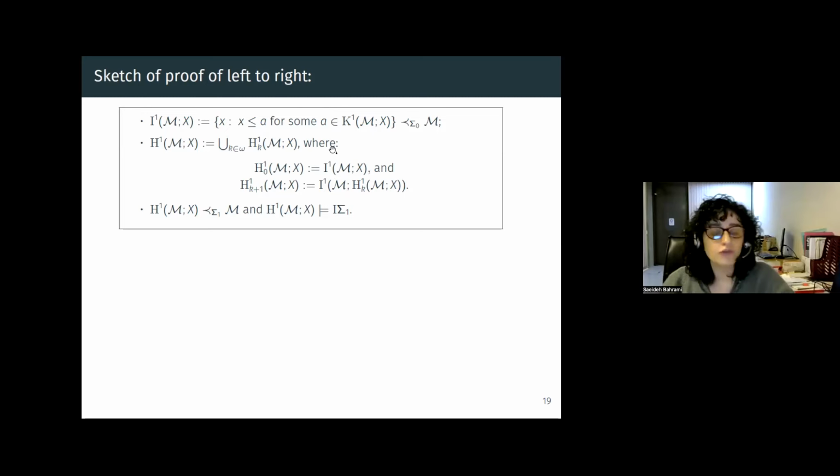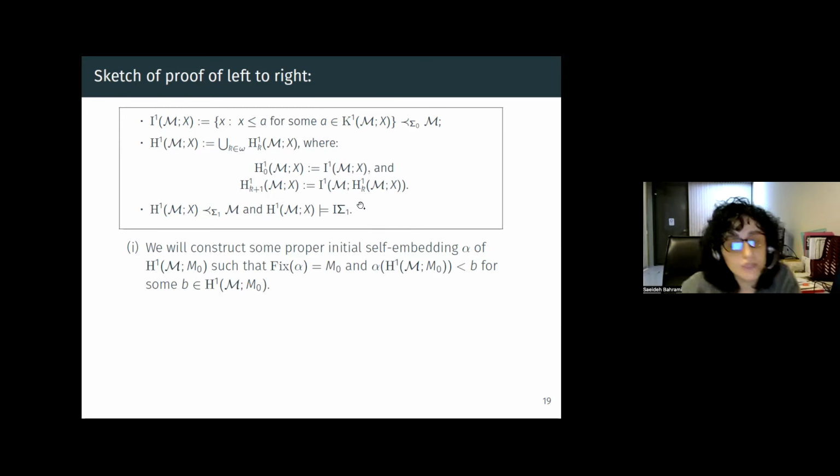So we repeat this process. We again take K1 of this I1(M, X) and generate initial segments of it, and iterate this process to get this initial segment. Finally, we can see that this initial segment is a Σ1 elementary submodel of M, and it is a model of IΣ1. So now we are ready to construct that J, the initial self-embedding J that we wanted.